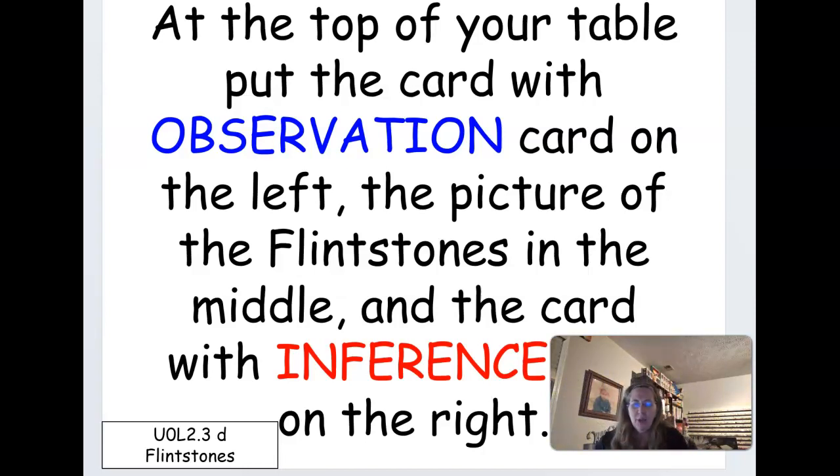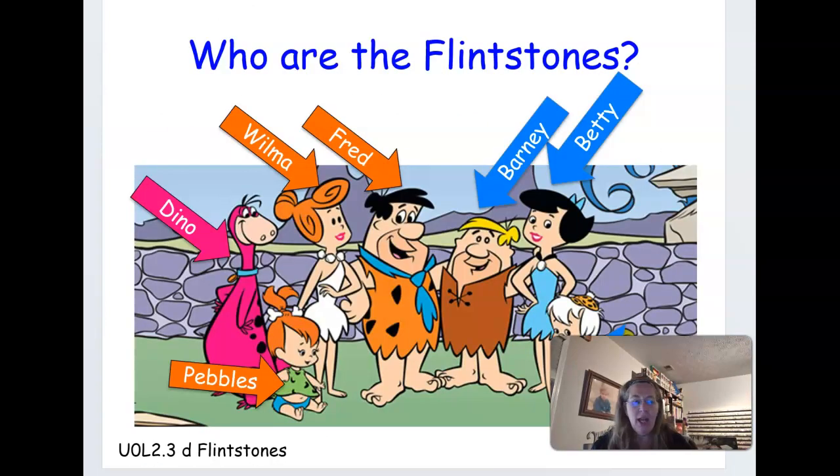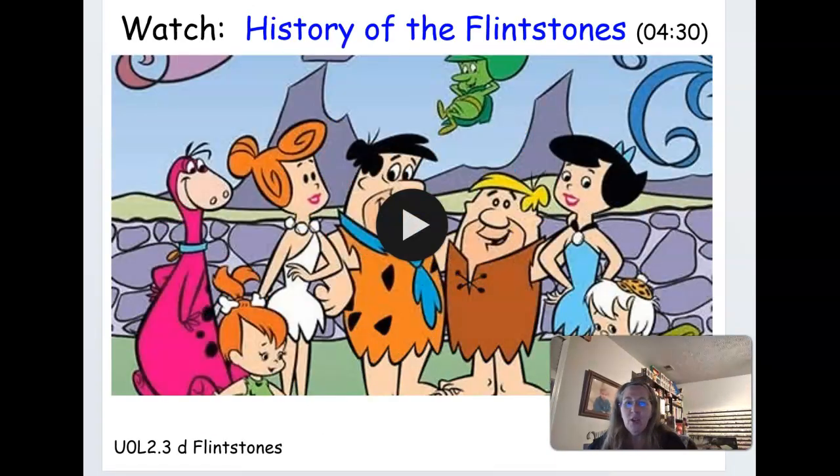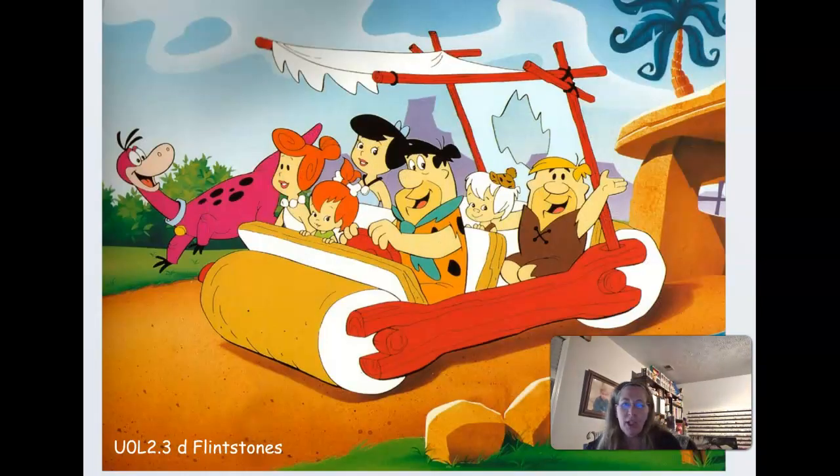I'm going to read the first card. The first card says, Barney has on a different outfit than Fred. If I look at the picture, and you'll have a copy of the picture in the bag to look at, so, not that one, sorry, this one. If I look at Barney and I look at Fred, I can notice that they have on two different outfits. So this would be an observation. I would put this card on the left. You're going to go through your cards and put them on the left and the right, and you're going to space them out so you can read all of them as you go.